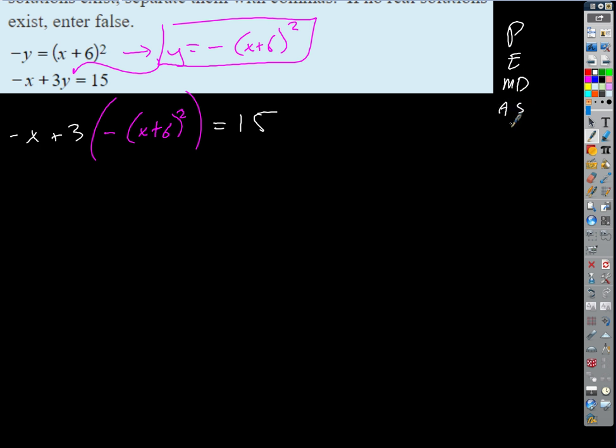Inside the parentheses, there's nothing to do though, right? But I've got to do an exponent. So my exponent, let's make that the yellow stuff. This stuff right here is going to become what? Good. x squared plus 2 times x times 6 is 12x plus 36. So I'm going to put that all in parentheses, and then I've got the negative out front.